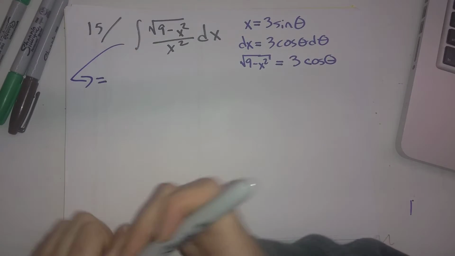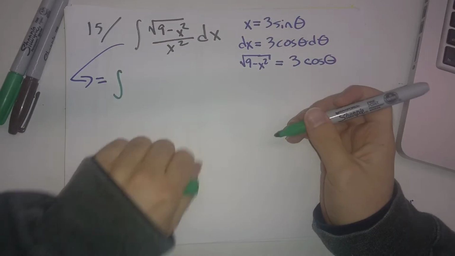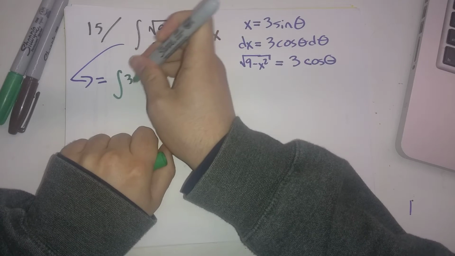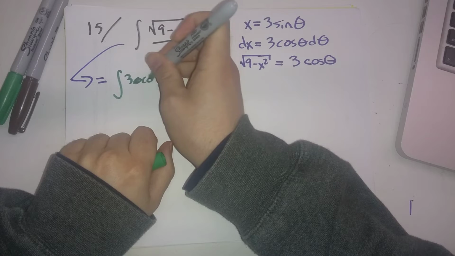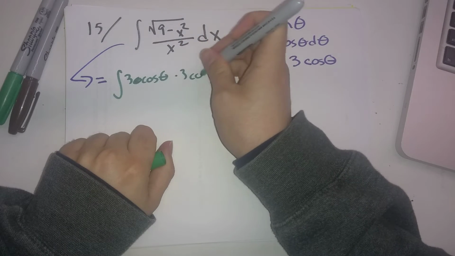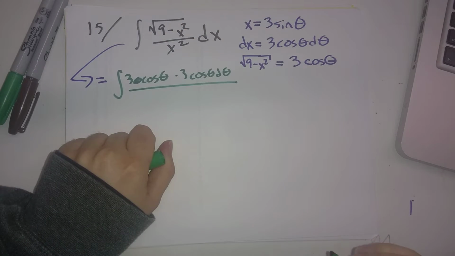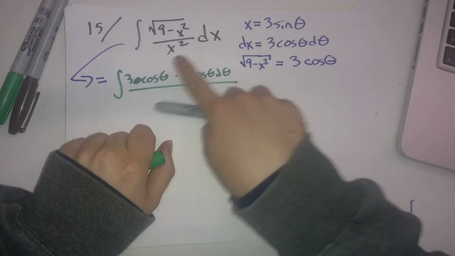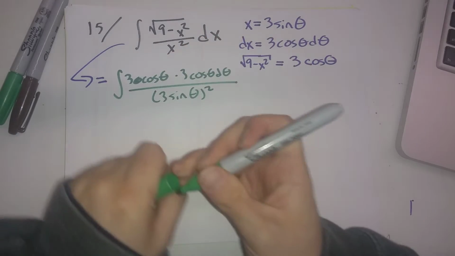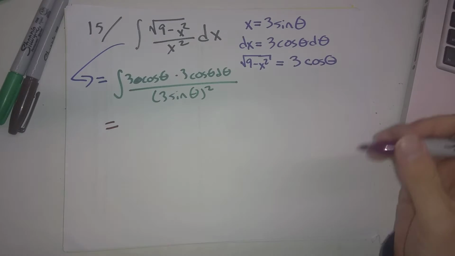So what does this equal now? We now have the antiderivative of 3 cosine theta upstairs. dx becomes 3 cosine theta d theta. And downstairs we have 3 sine theta squared. Okay, what's going on here?